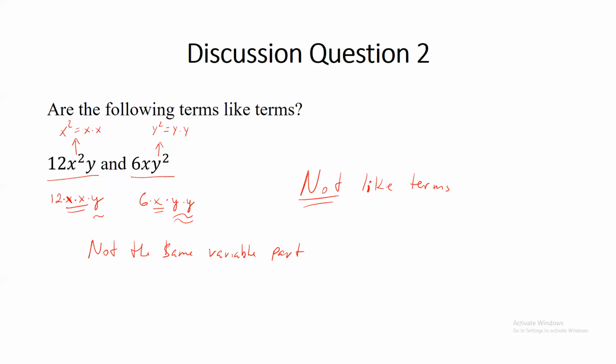For two terms to be considered like terms, they have to have the same variables, and those variables have to be raised to the same exponent. And now we're ready to move into actual applications of like terms, which is going to be the topic of the next video.